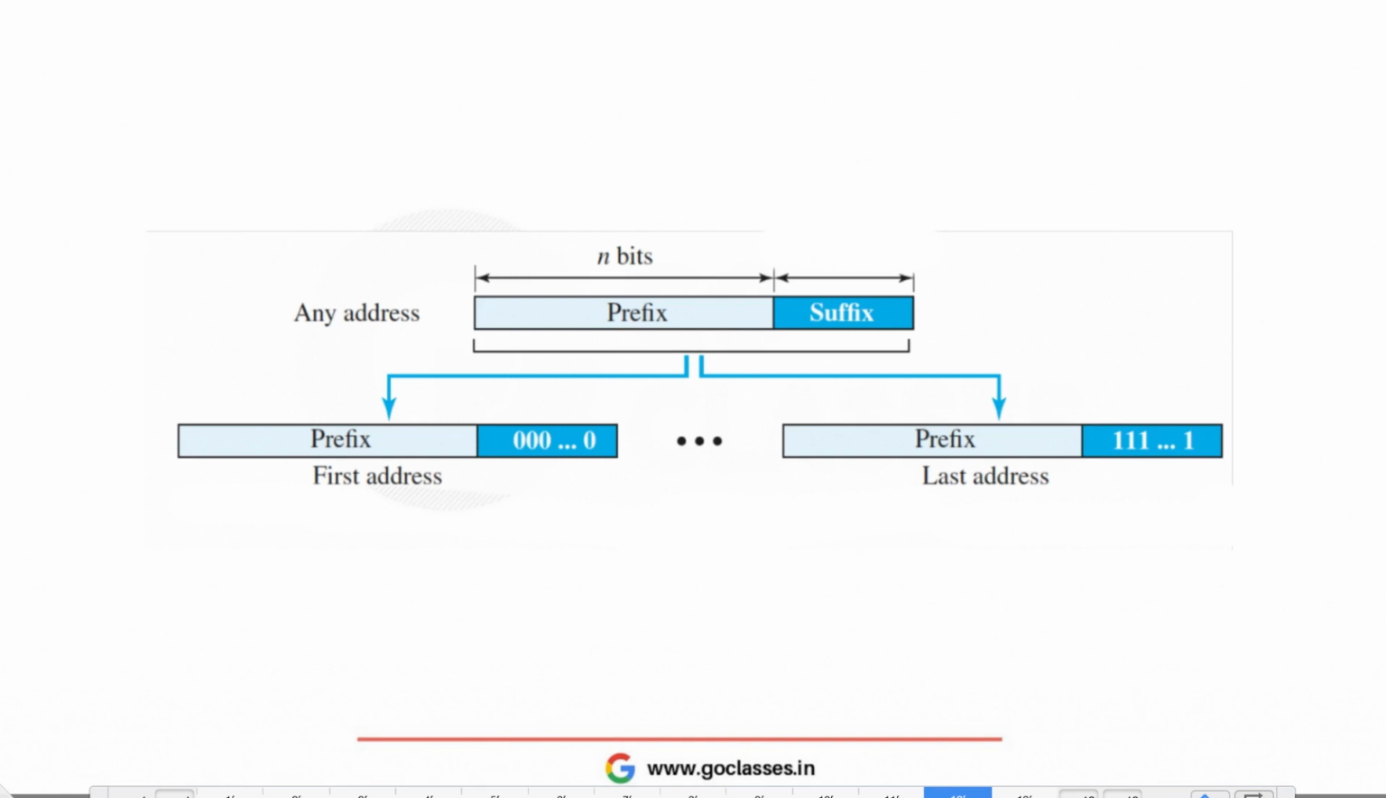I have given a prefix of length n; slash n means a prefix of length n. Then to find the first address, I can put all zeros in the suffix, and to find the last address, I can put all ones in the suffix, right? That's how we can calculate the first address and last address.